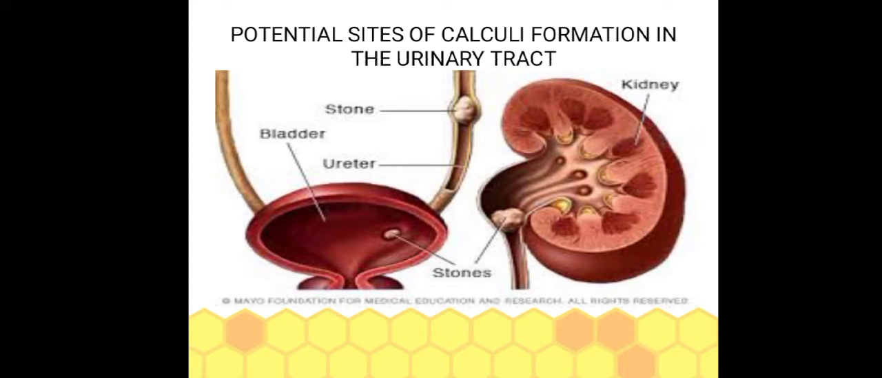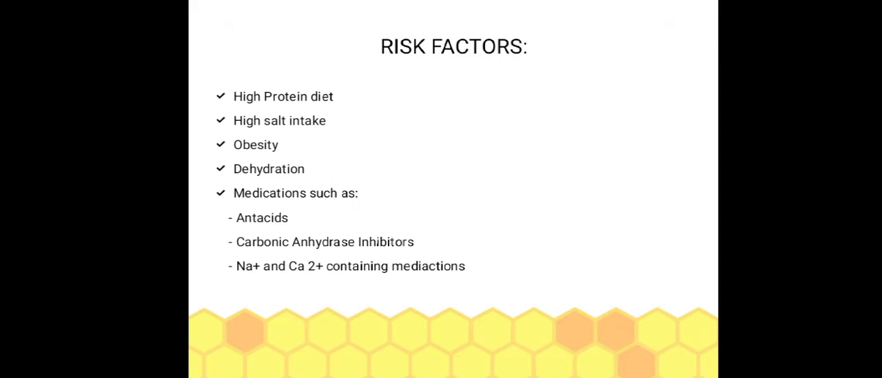Potential sites of calculi formation could either be in kidneys, ureters, or in the bladder. Risk factors of calculi formation may include high protein diet, high salt intake, obesity, dehydration, medications such as antacids, carbonic anhydrase inhibitors, and sodium and calcium containing medications.